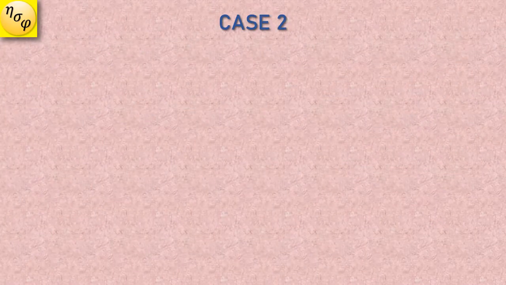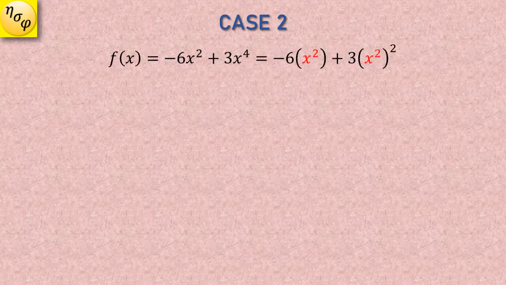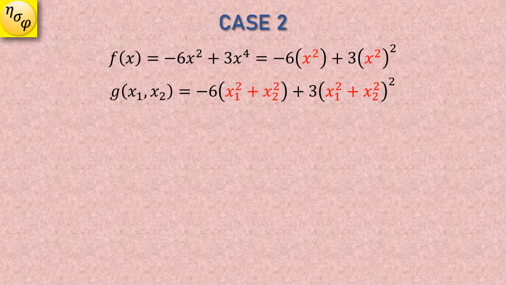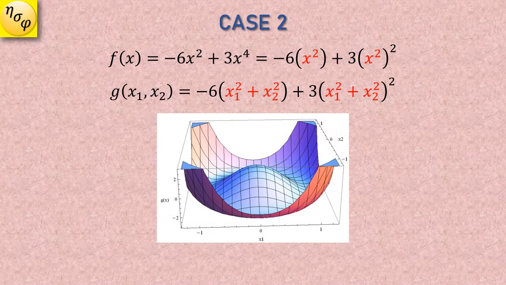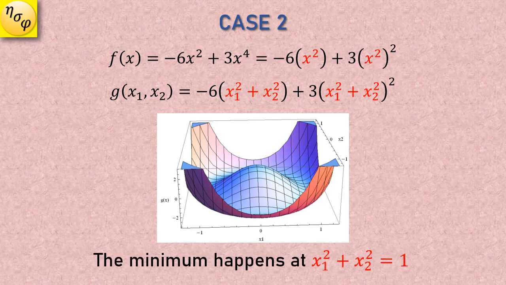Now we enter case number 2. I remind you f(x) equals negative 6x squared plus 3x to the power of 4. And now we introduce two variables. And the function is g as a function of x1 and x2 as shown on the screen. And then next we plot in a 3D plot. We see that the minimum happens at x1 squared plus x2 squared equals 1.